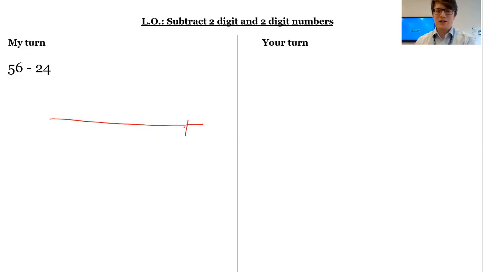So because I'm subtracting, I'm going to be going back along my number line. So I'm going to start with 56 over on this side. Again, I'm going to partition 24 into 20 and 4. I'm going to start by subtracting 20. So I know that my ones are going to change. I'm taking away no ones, so I can still have 6 ones, but I know I'm taking away 2 tens. Well, 5 subtract 2 is 3. 5 tens subtract 2 tens is 3 tens.